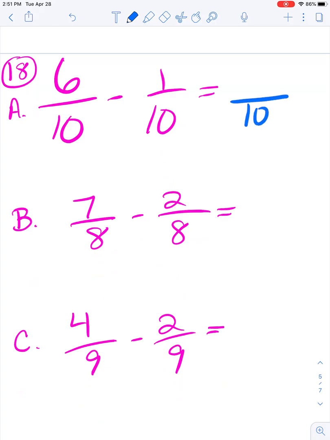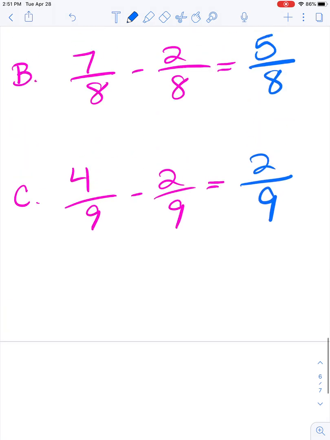Here we're going to subtract. If our denominator is the same, we keep it the same. 6 minus 1 is 5. If our denominator is the same, we keep it the same. 7 minus 2 is 5. If our denominator is the same, we keep it the same. 4 minus 2 is 2.